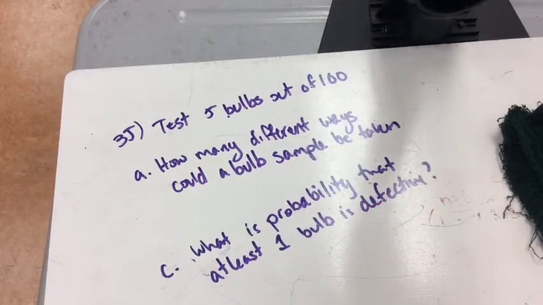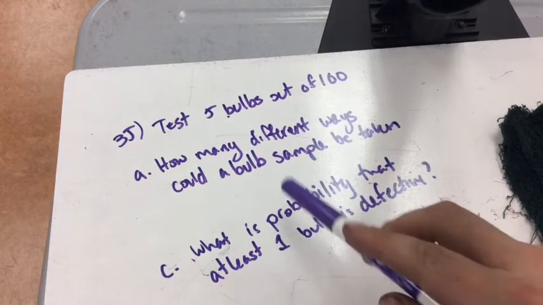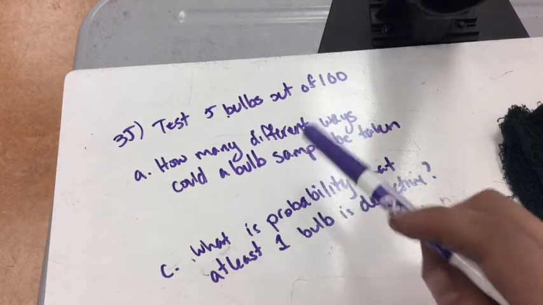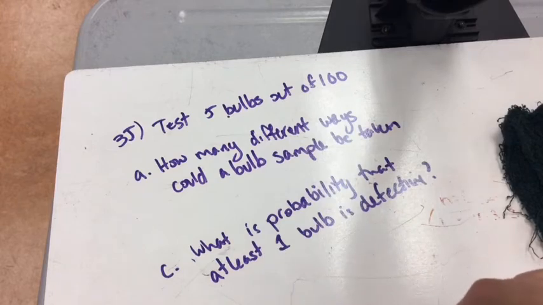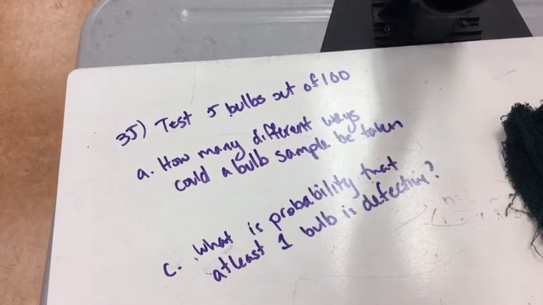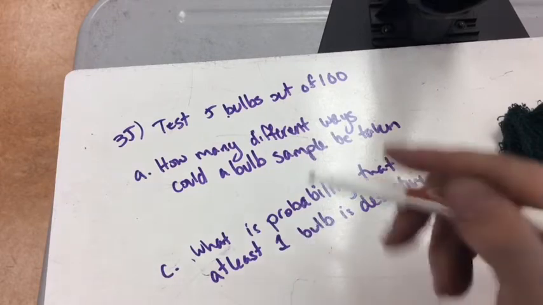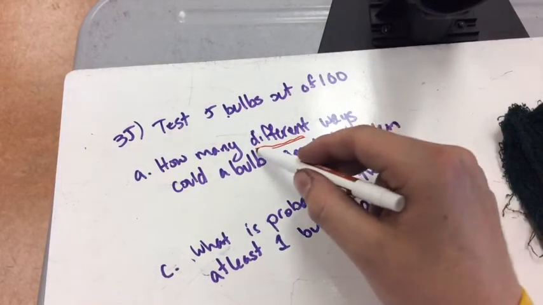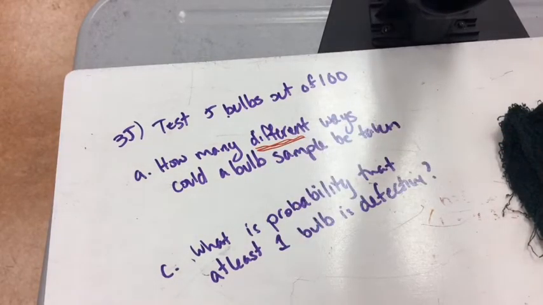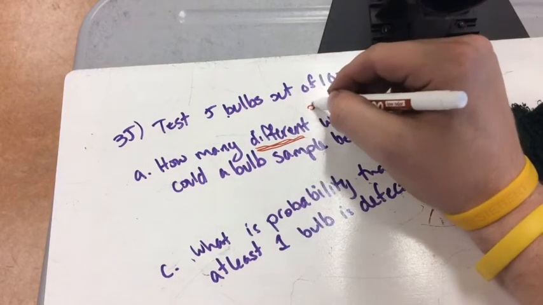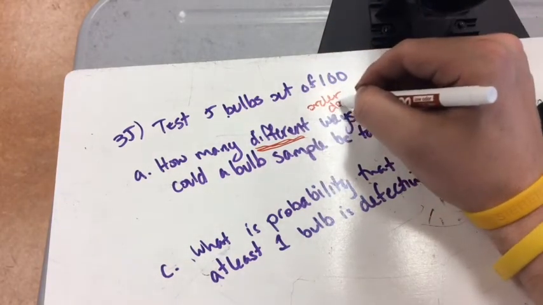Okay, this is dealing with number 35 from page 661. It's essentially saying that there's a light bulb company, and what they're doing is they're testing 5 bulbs out of 100 to see if they can find any defective bulbs. What defective bulb means is that they're just not going to work when you plug them in. So the question then becomes, how many different ways could a bulb sample be taken? The key word here is different. This is telling us that the order does not matter.